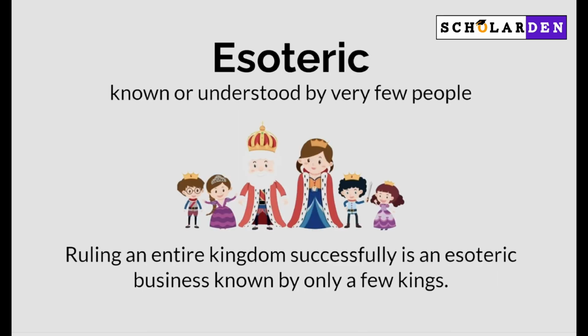Esoteric. Esoteric is sort of connected to erudite, which we just saw. It means known or understood by very few people. Ruling an entire kingdom successfully is an esoteric business known by only a few kings. Or the mystic had esoteric knowledge of the secrets of his religion.